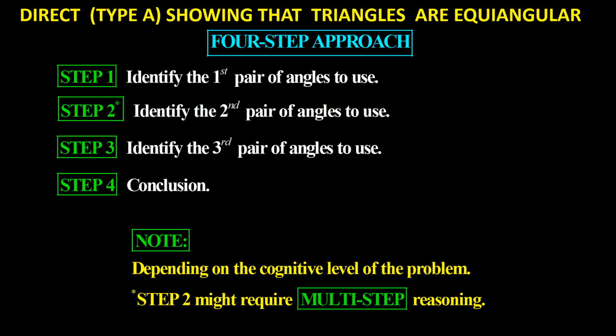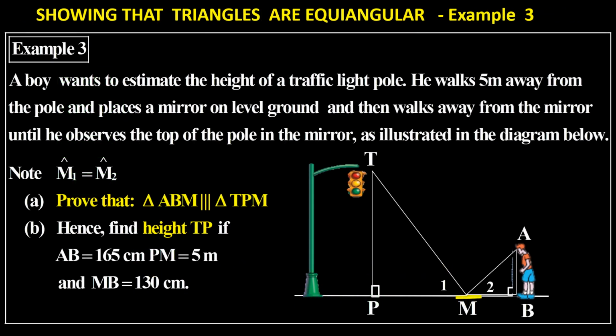Right? Now, it might be necessary, if you want to find the second pair, that might require more than one step to be able to get that second pair. And this I will refer to as multi-step reasoning there. And this will illustrate to you in some examples. Let's consider an example now where we're going to prove that two triangles are similar making use of equiangular.